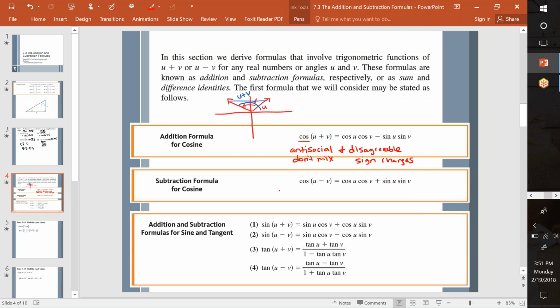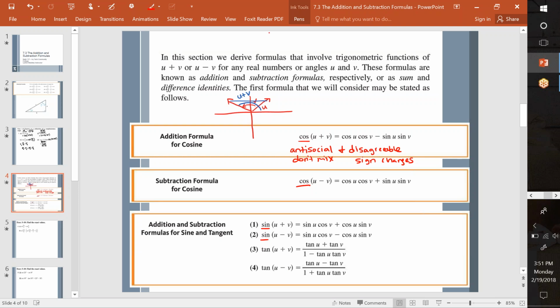Now, why we learn these formulas is because sometimes we want to find the cosine of 15 degrees. And 15 degrees is not one of our unit circle angles. But 45 minus 30 is 15 degrees. So we can use the cosine of 45 minus 30 and plug it into this formula with the things that we do know from the unit circle, and we will be able to figure out what the cosine of 15 degrees is. So that's the purpose of this. And then we have our addition and our subtraction formulas for sine and tangent as well.